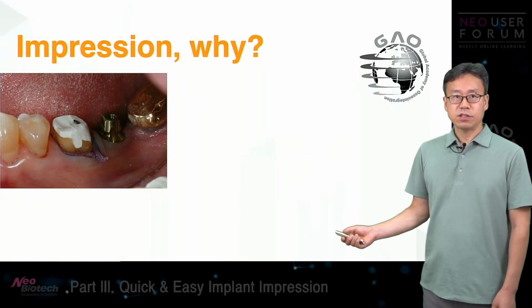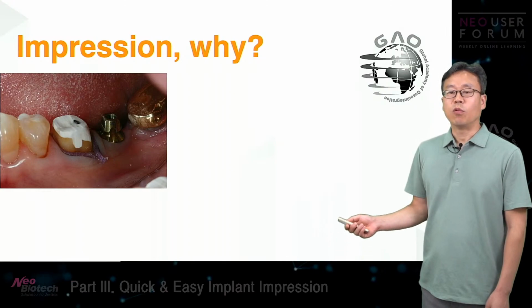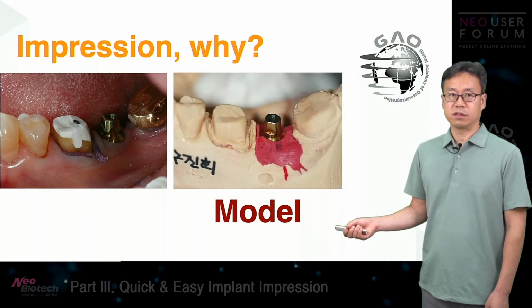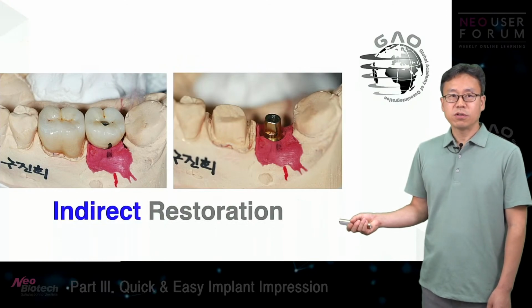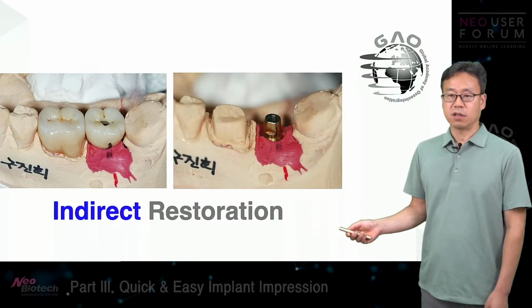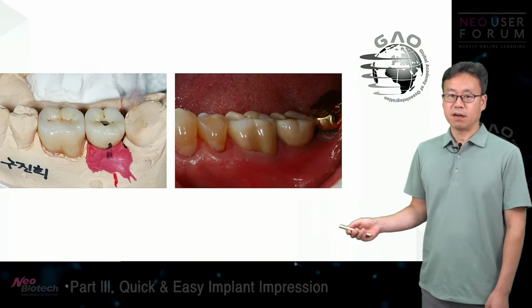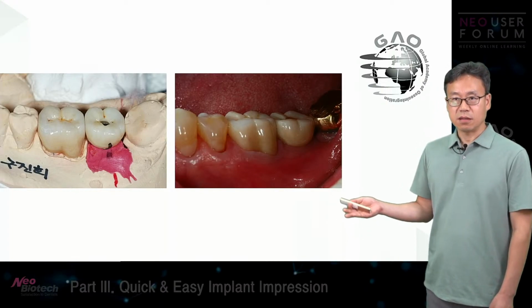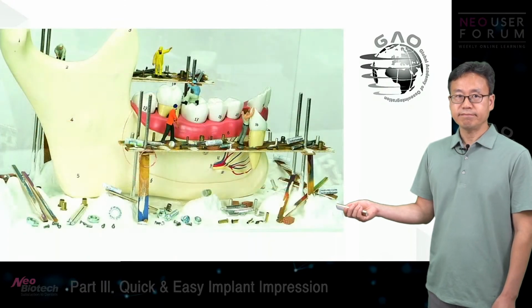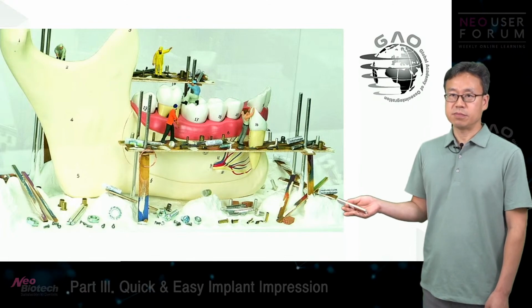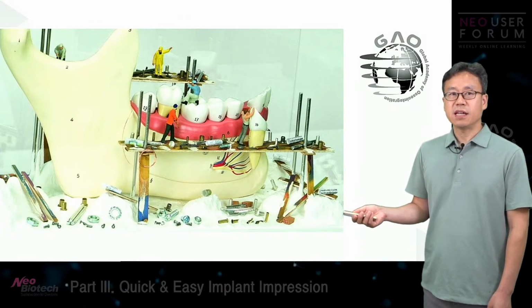We all take impressions, don't we? But why do we do that? To make a model, isn't it? Why do we need models again? Because we want to make indirect restoration. Like this. Those 2 zirconia crowns are nicely seated in patient's mouth. But if we could do all the dental works in patient's mouth, we wouldn't need any model, right?